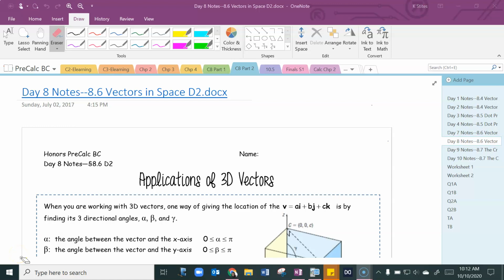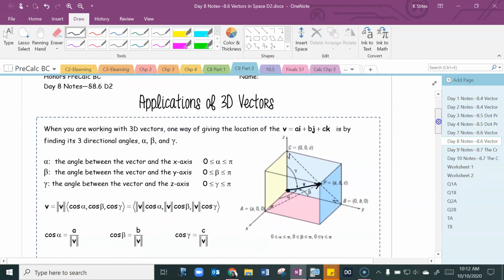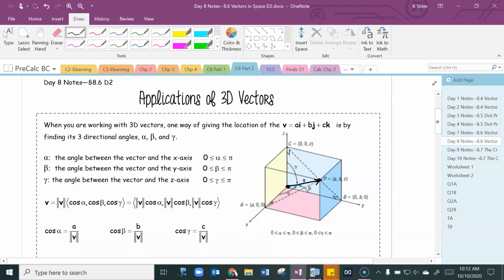Hello Pre-Calc PC. Today we are talking about application of 3D vectors, specifically our directional angles. So if we take a look at this, we already know 3D vectors are in, well, 3D space. So we have our x, our y, and our z axis. What we're going to talk about today is how to find the angles between the x, y, z axis and our vector.